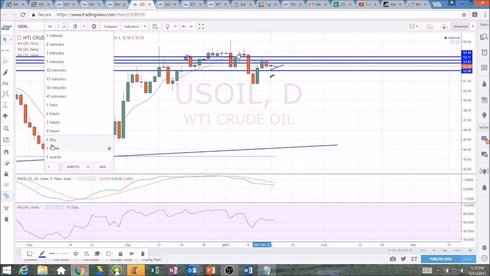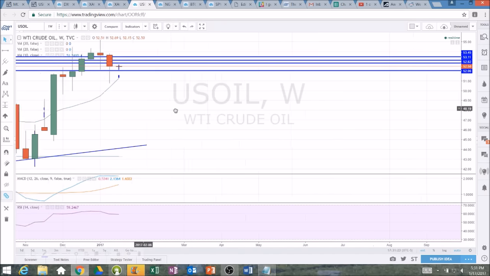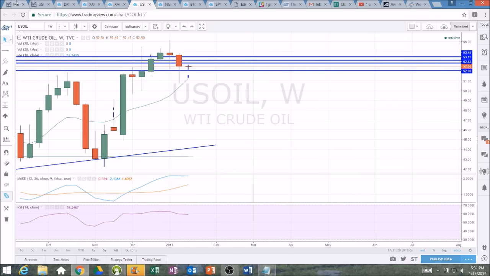Now we're starting off the weekly time frame here on oil. Big lower wick showing bulls buying the dip last week, and not much going on so far to start this week. Not much trading has occurred.